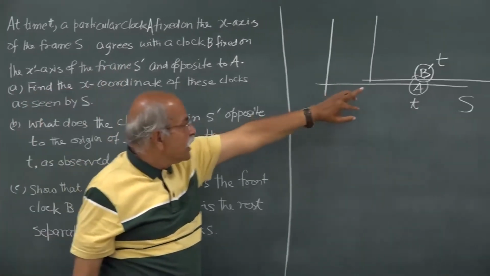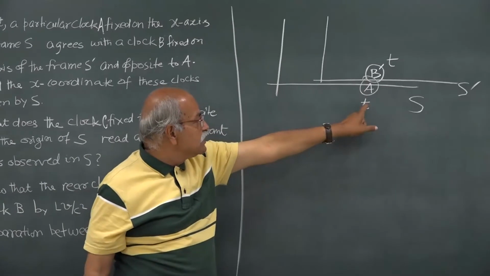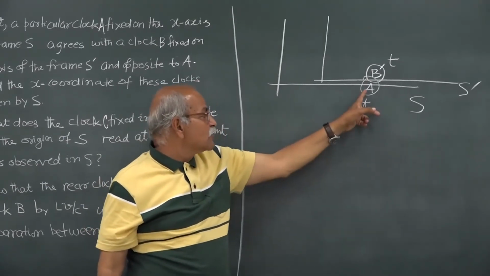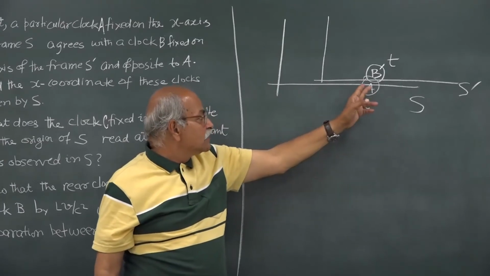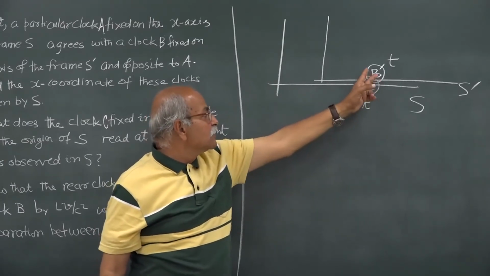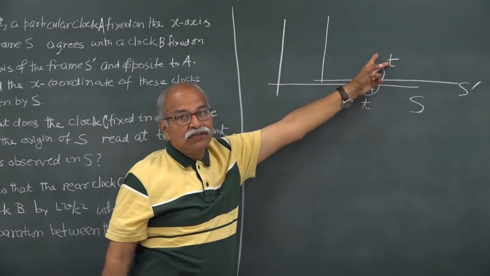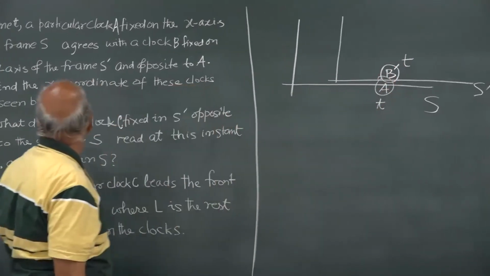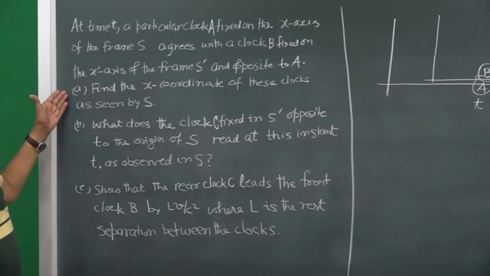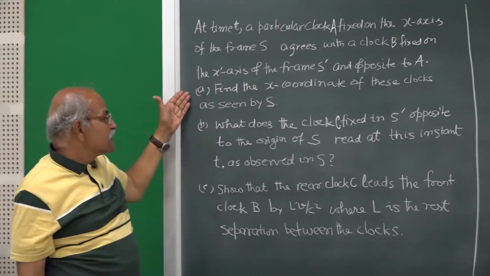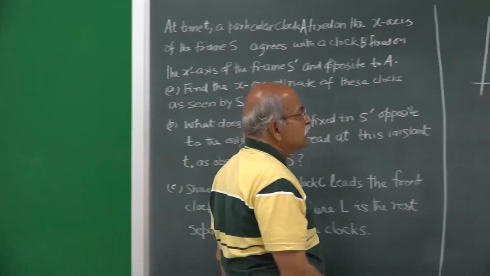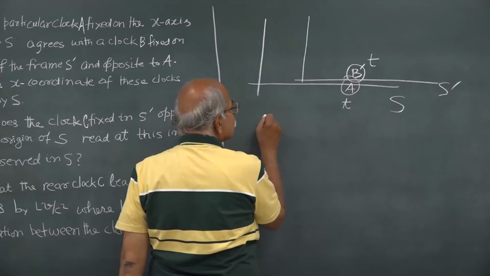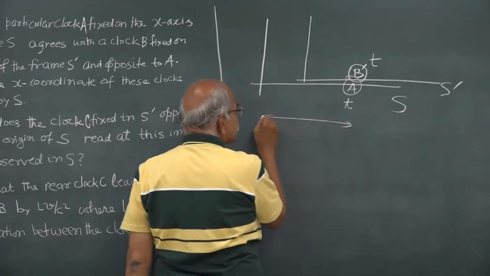So these two agree with each other, and this time t is measured from S frame. Remember, this time t is measured from S frame, and at this time there is a clock here and that also reads t. So for this event, this t prime is same as t. Find the x coordinate of these clocks as seen by S. So you need x coordinate of these two clocks as seen from S. So you need this, you need this.